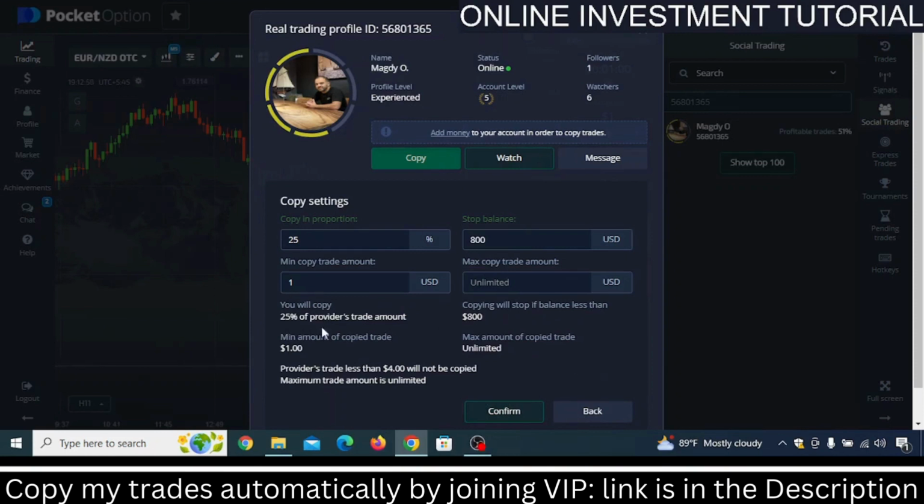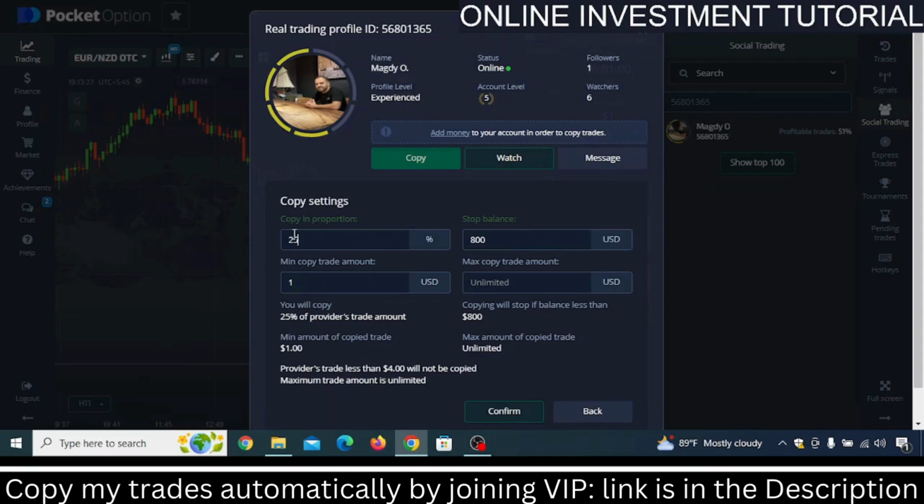What it says is that you will copy 25% of the provider's trade amount. That means if I make a trade of $20, which I consistently do in every trade, you will be making $5 per trade, at the exact entry point where I am going to make the trade.